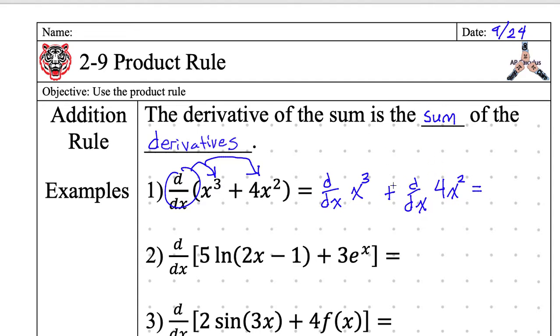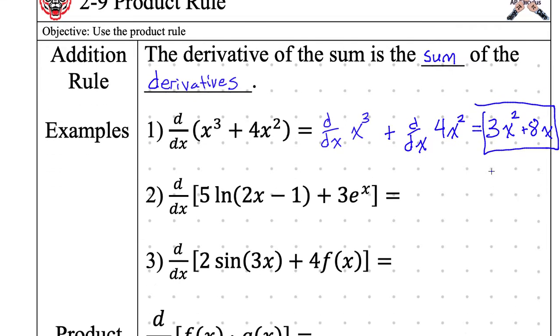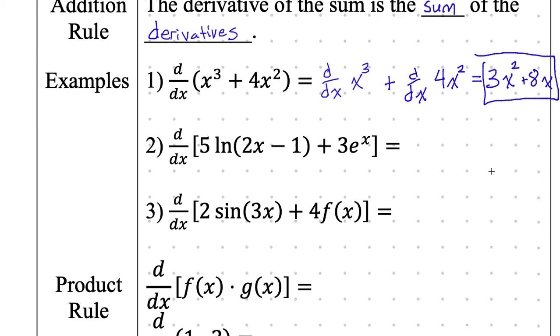So far, so good? I mean, this is a review so far. And then we actually take the derivative. Who can do that? 3x squared plus 8x. There it is. So that's the addition rule, and we can apply it multiple times. Let's practice taking the derivative.